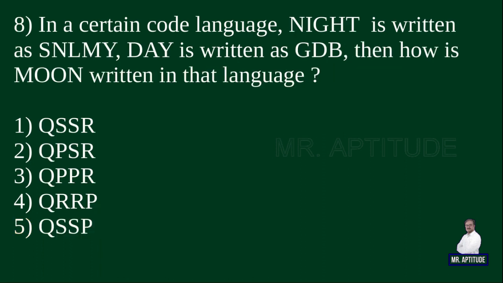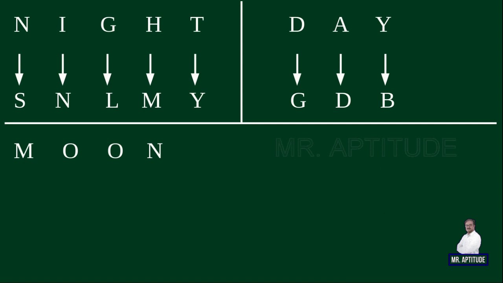This is the 8th question. In a certain code language, night is written as SNLMY. Day is written as GDB. Let me write it this way. If you go with the difference, N is the 14th letter. 14 plus 5 is the 19th letter. 19th letter is S. I is the 9th letter. 9 plus 5 is 14. 14th letter is N. G is the 7th letter. 7 plus 5, 12.